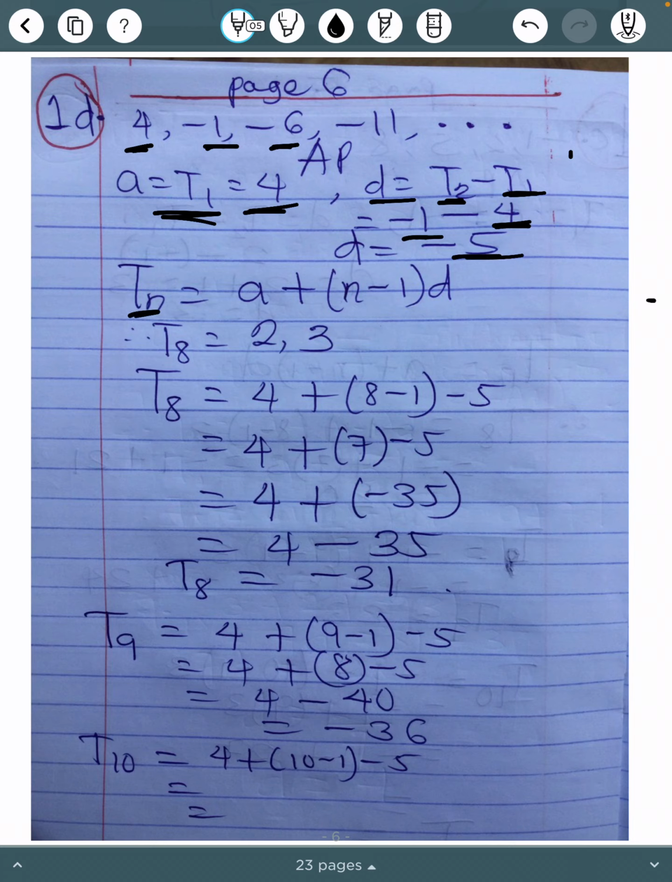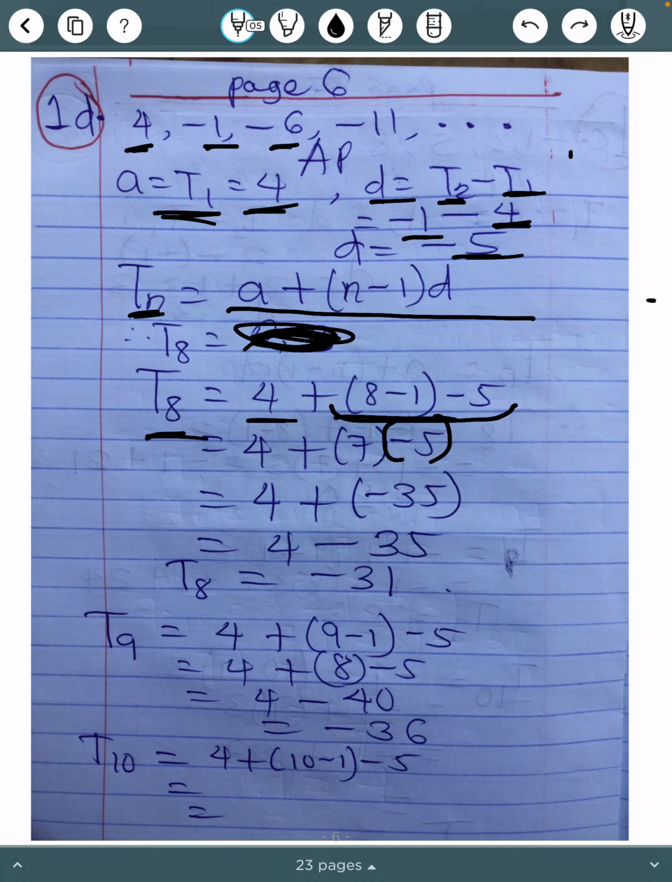So that means my nth term is a plus n minus 1 d. My 8th term will be 4 plus 8 minus 1 times -5. That gives me what? 4 plus 7 times -5. You will multiply 7 by -5 first here and get -35 before you do 4 plus -35.